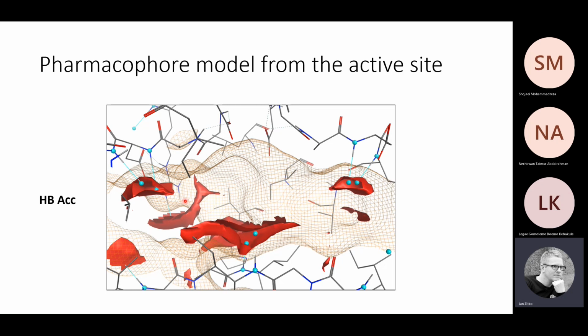Similarly, here is a preferred site for an H-bond acceptor atom. Here is another preferred site for an H-bond acceptor atom. So I'll just choose, based on my experience and my taste, some of these H-bond acceptor features, and I will include them in my pharmacophore model.